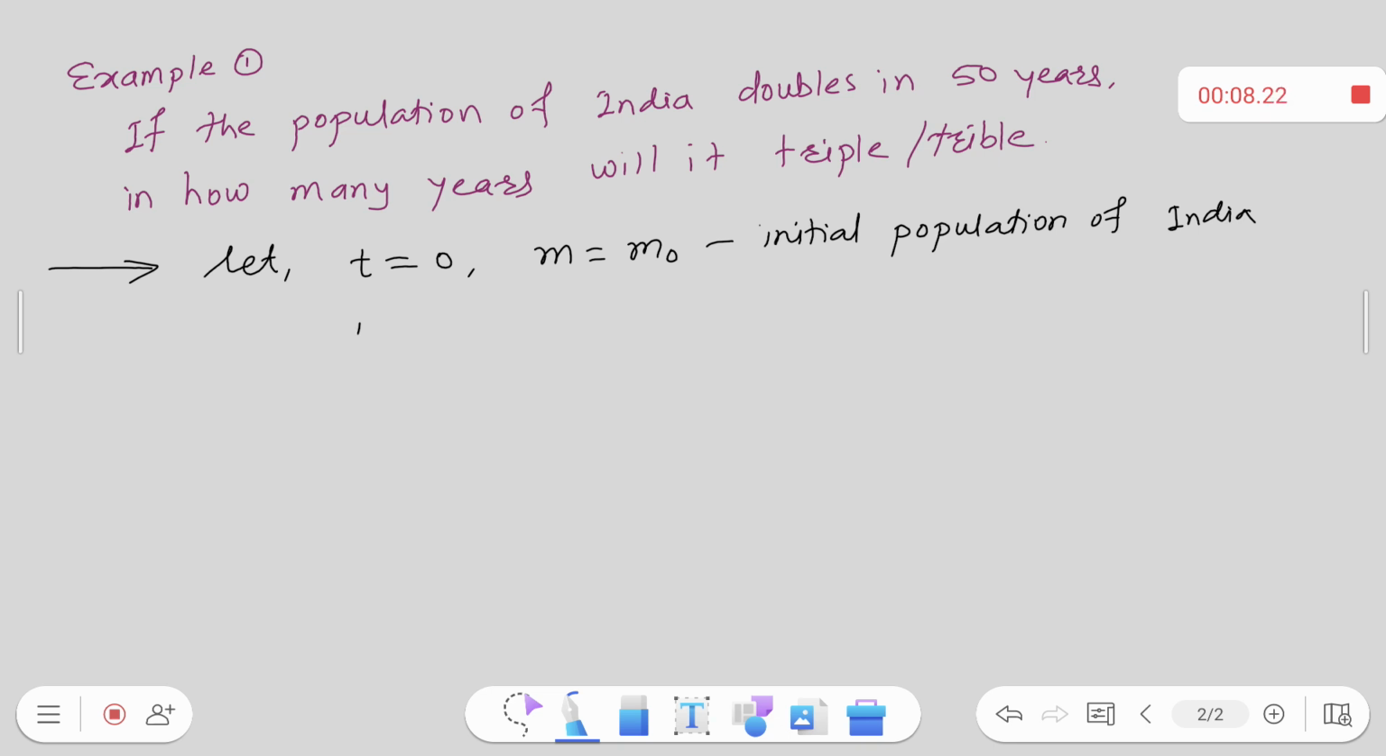But after 50 years, as we know, it doubles. So m is equal to 2 times m0, and find the number of years when it will triple, 3 times.